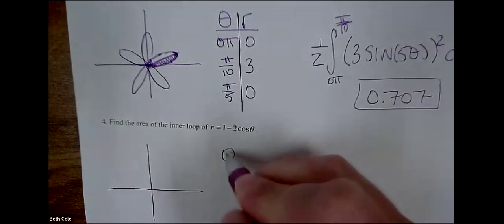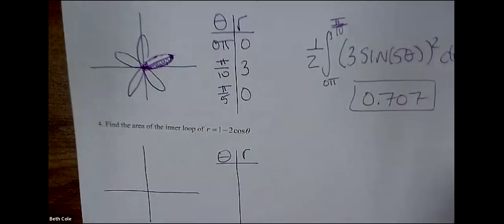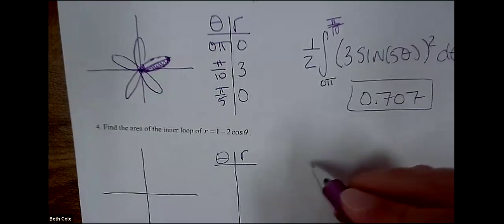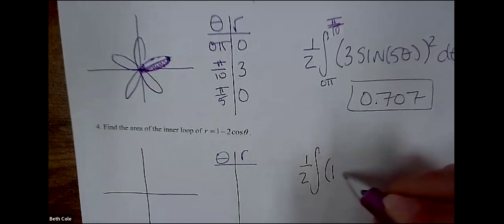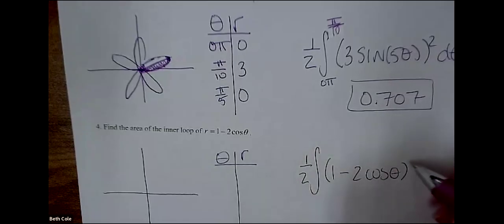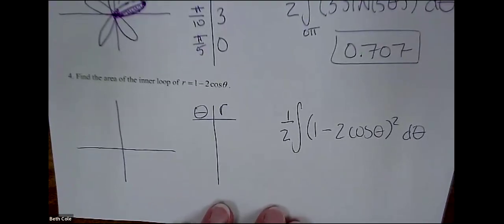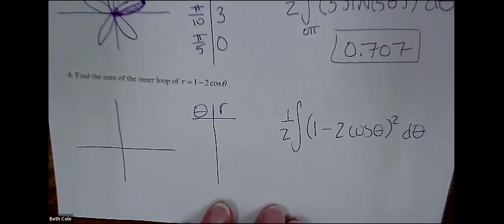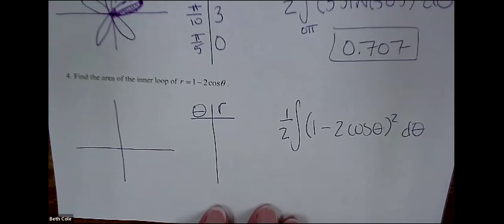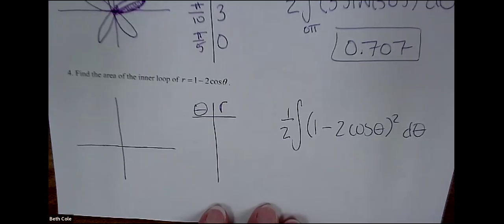Let's try another one of these. I was just being quiet while I wrote stuff down, or did you need narration for that? I made a little table for theta and r, and then I set it up. 1/2 integral r squared d theta. We just need to find our boundaries. Now we want the inner loop of this.